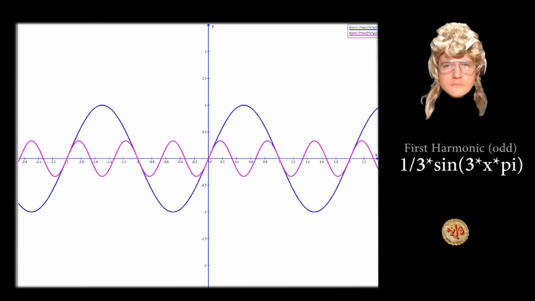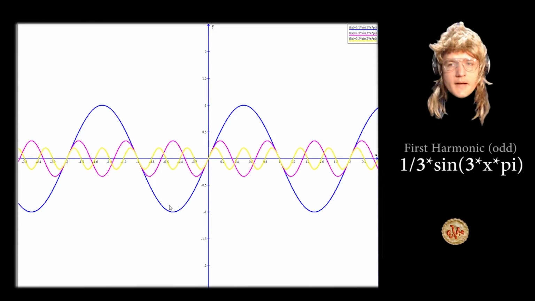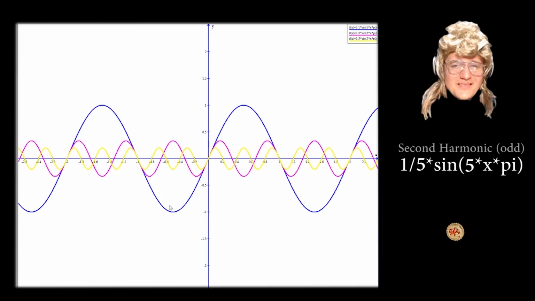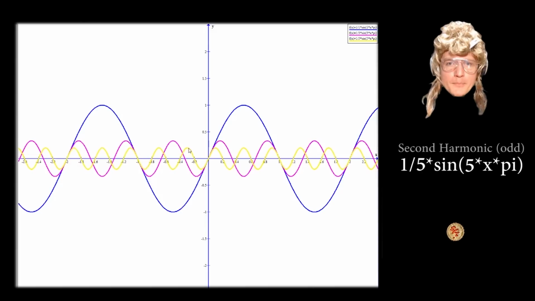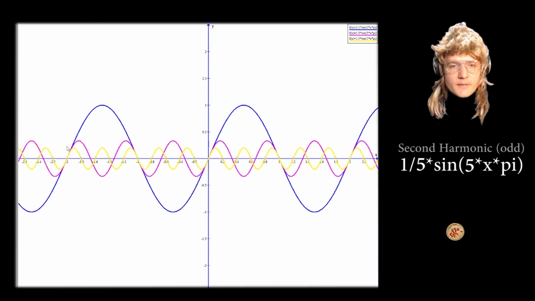1, 2, 3. Let's insert the next one. And now it's 1/5 the amplitude of the fundamental frequency. And it is 5 times the frequency. And as we can see, it fits again neatly into the fundamental frequency. This is not always the case, but in the case of square, it is, which is really pleasing for those OCD types. Notice, because it's 5 times the frequency, it has 1, 2, 3, 4, 5 crests within the fundamental frequency.